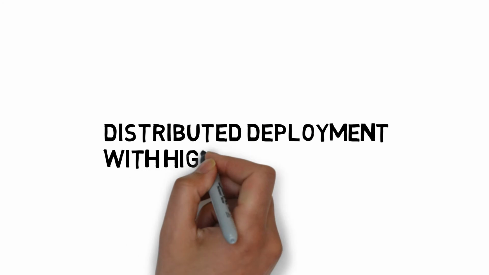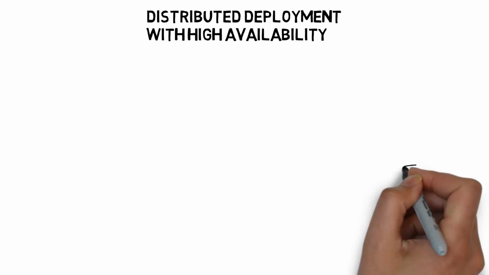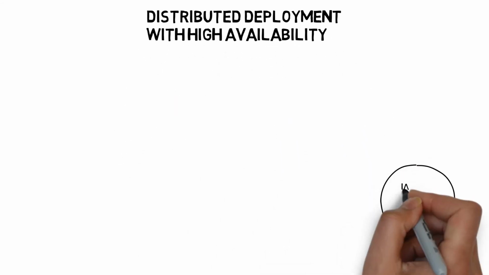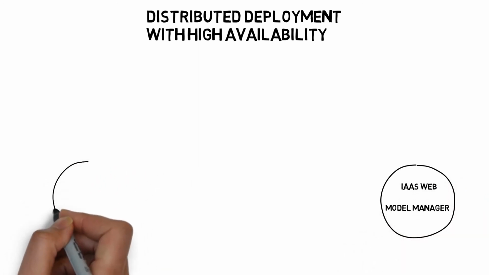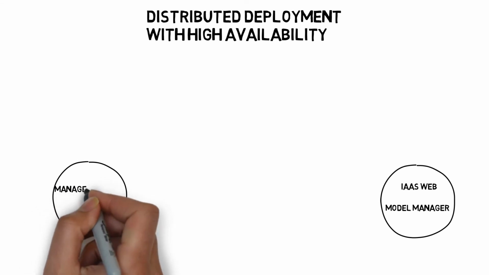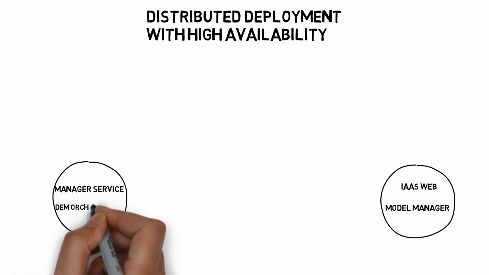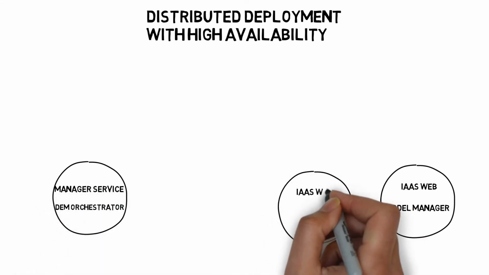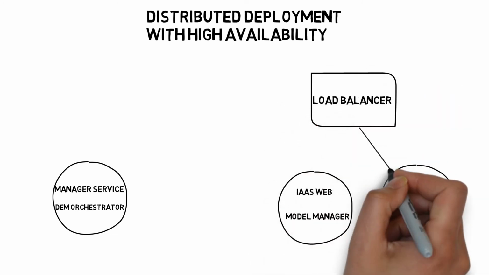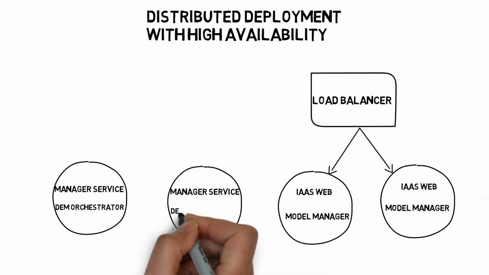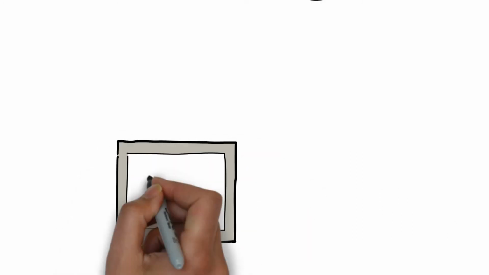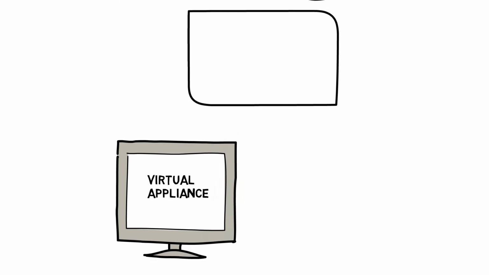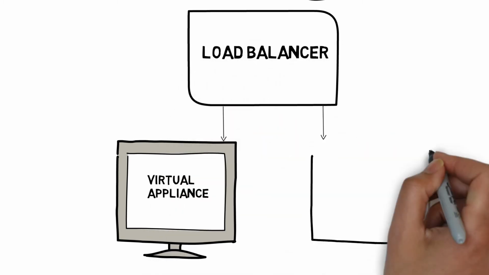Now, let's talk about the distributed deployment with high availability. In the distributed deployment with high availability, all the components are clubbed and distributed on different virtual machines, same as in the distributed deployment, but there are multiple instances of each virtual machine running behind a load balancer to provide high availability. For example, you can have two or more than two virtual appliances running behind a load balancer.